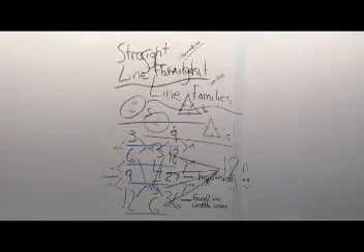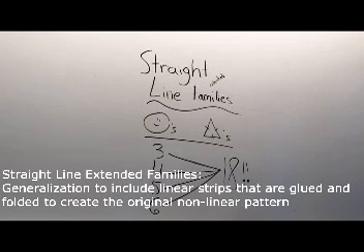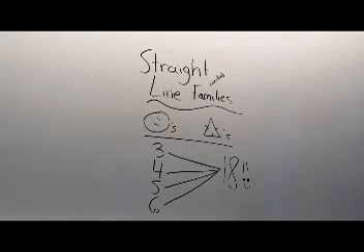Adding the definition of straight line extended families, we can include the 4 and the 5-faced hexaflexagons that could be drawn from a straight line but folded and glued to make their zigzag shape. And as you can see, you can make 3, 4, 5, and 6 faces all out of 18 triangles depending on how you fold it.